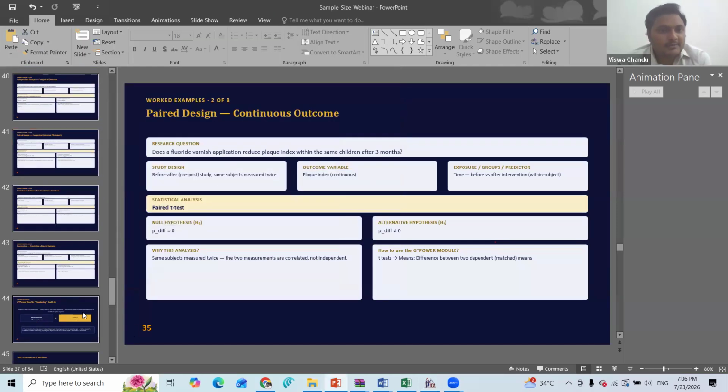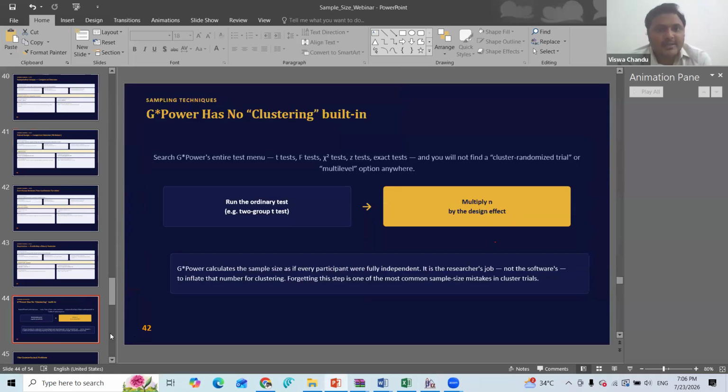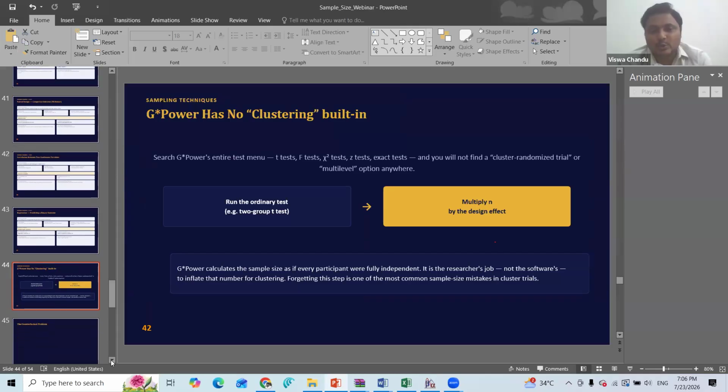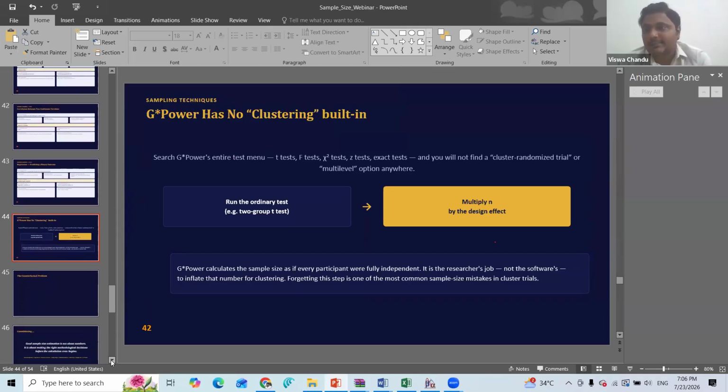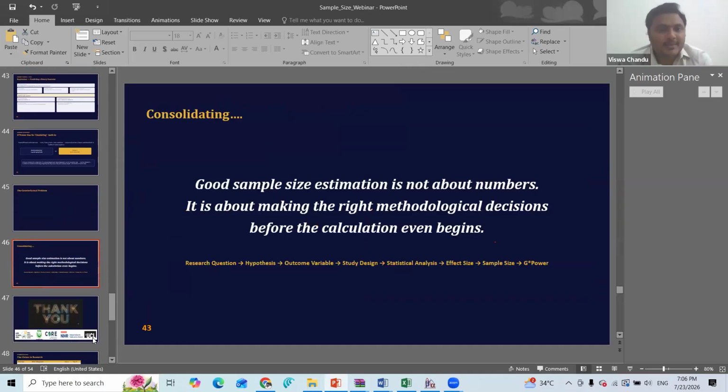So yeah, I think we will stop it there. And in G*Power, there is no clustering built in. So once you know that there can be clustering depending on the sampling technique that you chose, you calculate the sample size and then you multiply it with a design effect. So yes, consolidating, good sample size estimation is not about numbers. It is about making the right methodological decisions before the calculation even begins. So that's why G*Power is actually at the rightmost extreme of the entire sample size calculation chain.